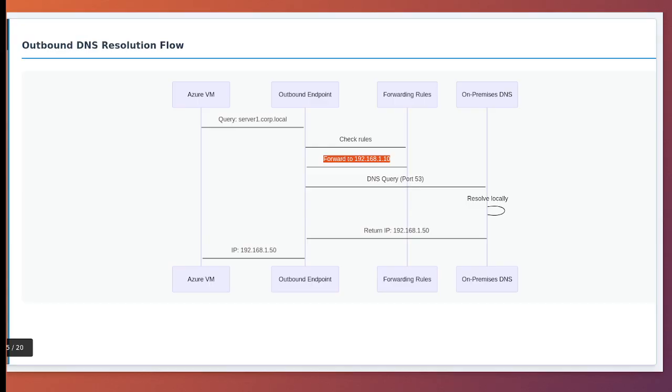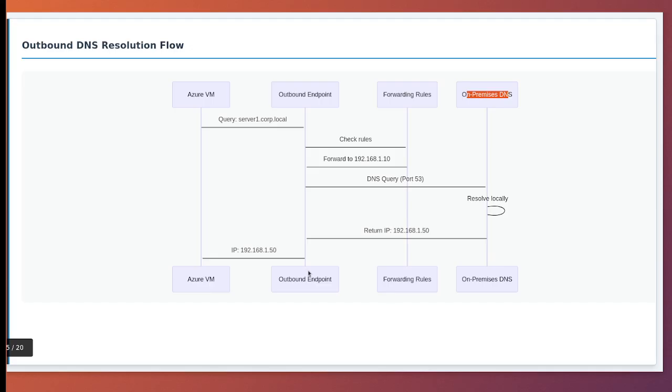The outbound endpoint receives the query and checks its forwarding rules. You've created a rule that says any query for corp.local should go to 192.168.1.10, your on-premises DNS server. The endpoint forwards the query through your ExpressRoute or VPN connection.